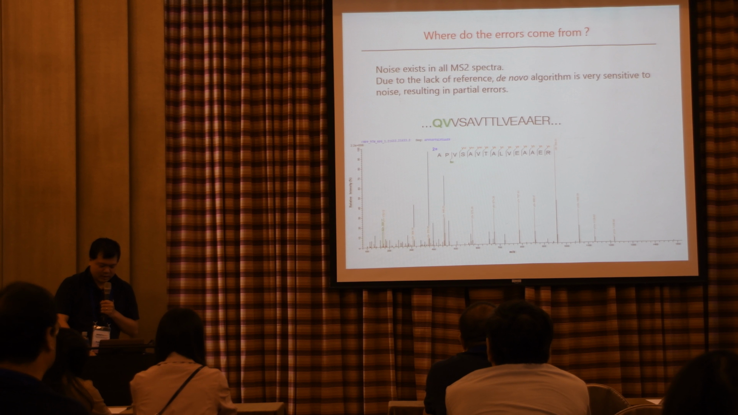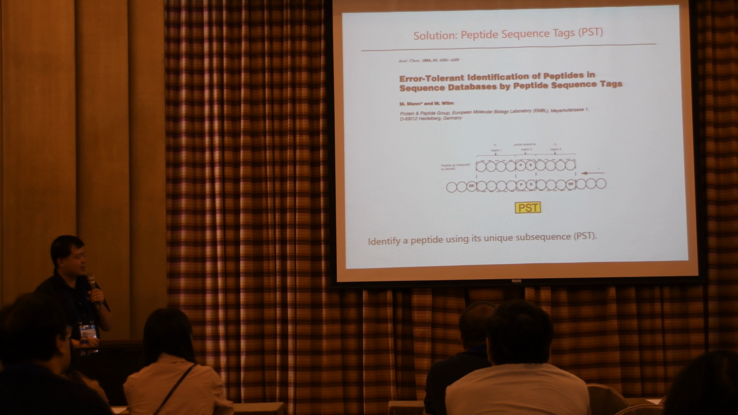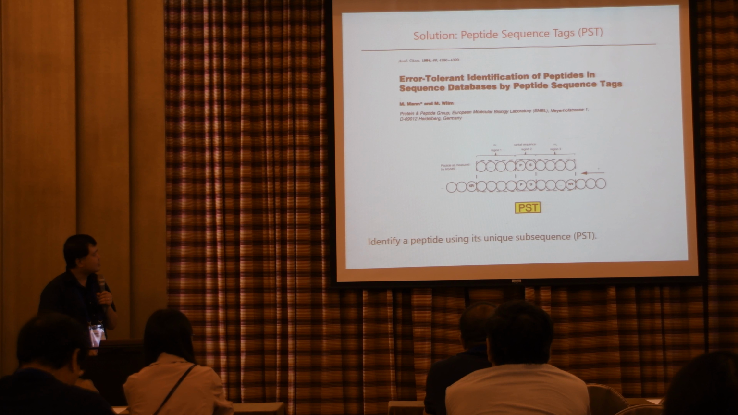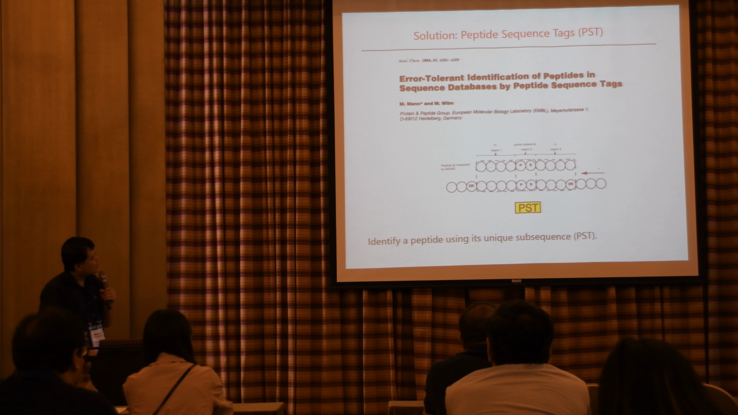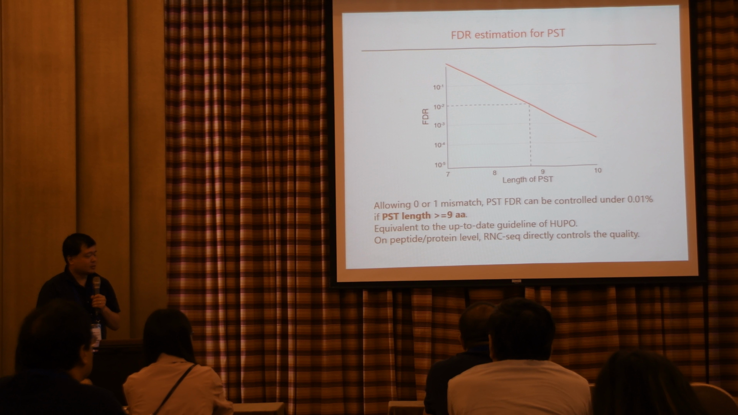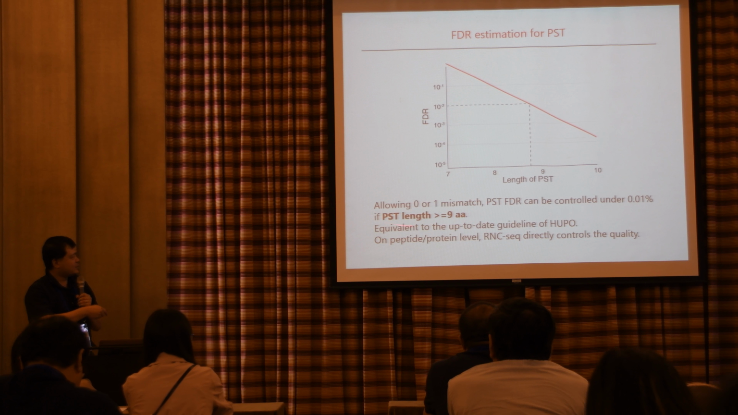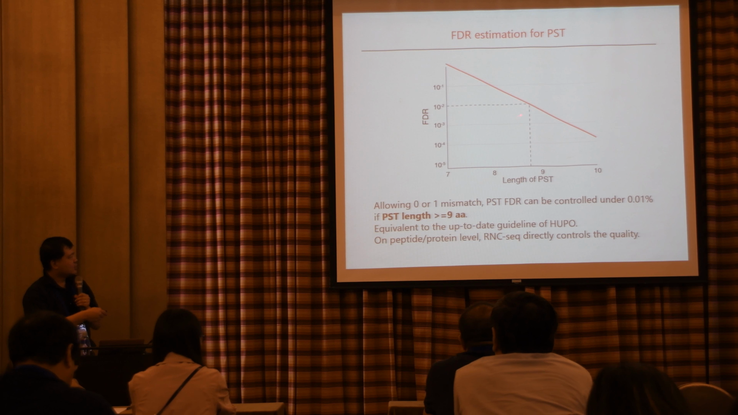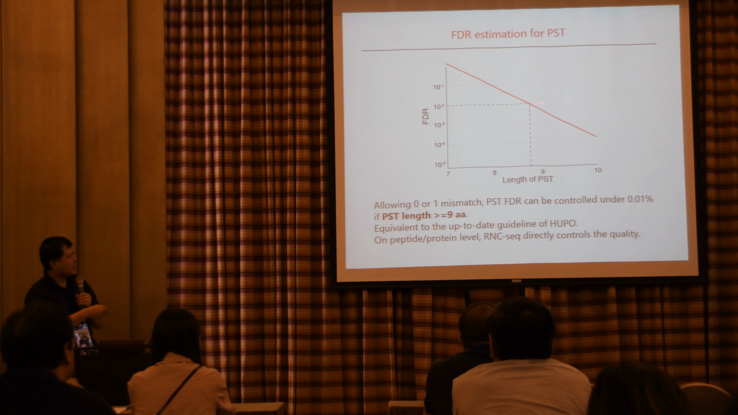So our solution is to use the peptide sequence tag, or PST, to identify the peptide. Because we can identify a peptide using its unique subsequence. This strategy was established firstly by Matthias Mann in 1994. Using the RNC-seq data as a reference, we can estimate the FDR for PST. So if the PST length is long enough, more than 9 amino acids long, we can control the FDR under 1%.